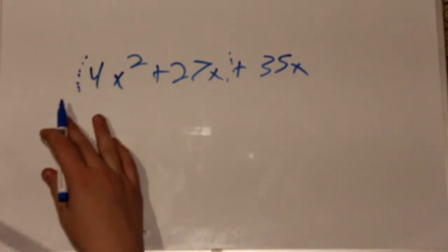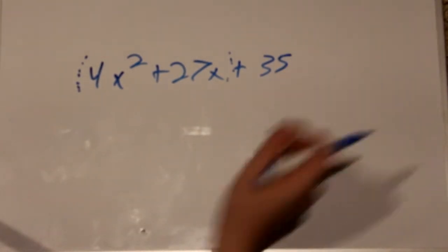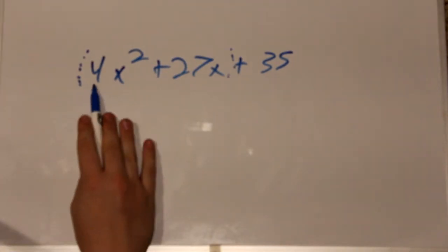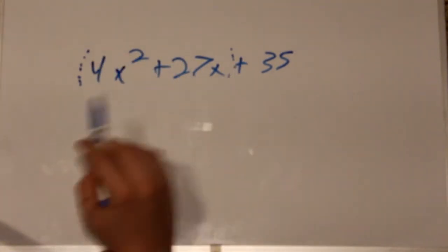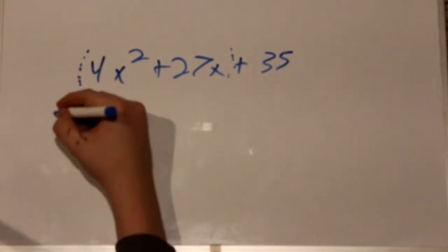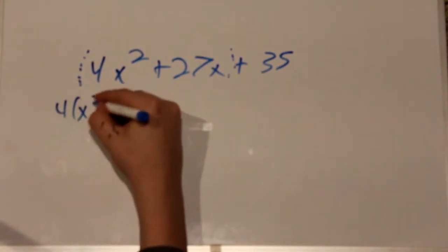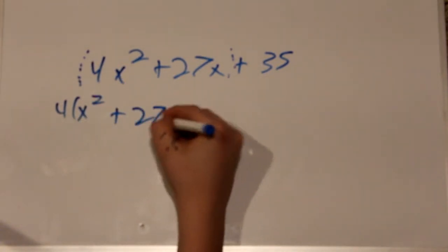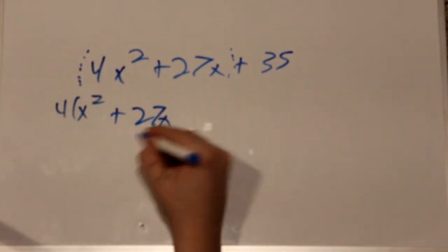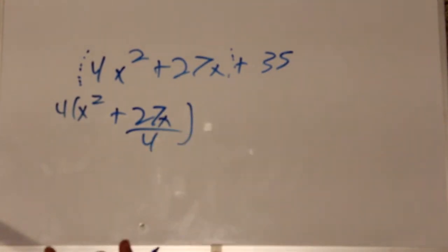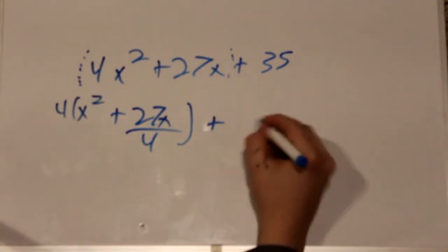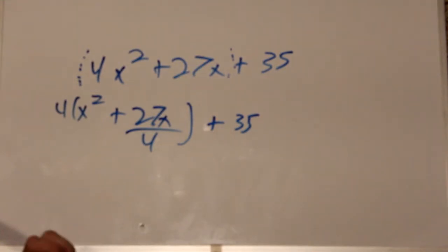The main reason we want to do this is, whoops, there's not an x there. I didn't mean to write an x. We need to get rid of this 4. We need to get rid of this coefficient, so we're just going to factor it out. So we can do this, and now we actually need these parentheses. Now these are necessary. x squared plus 27x over 4. And then we can go ahead and add the plus 35, since we didn't take anything out of 35 because it's not inside these parentheses.